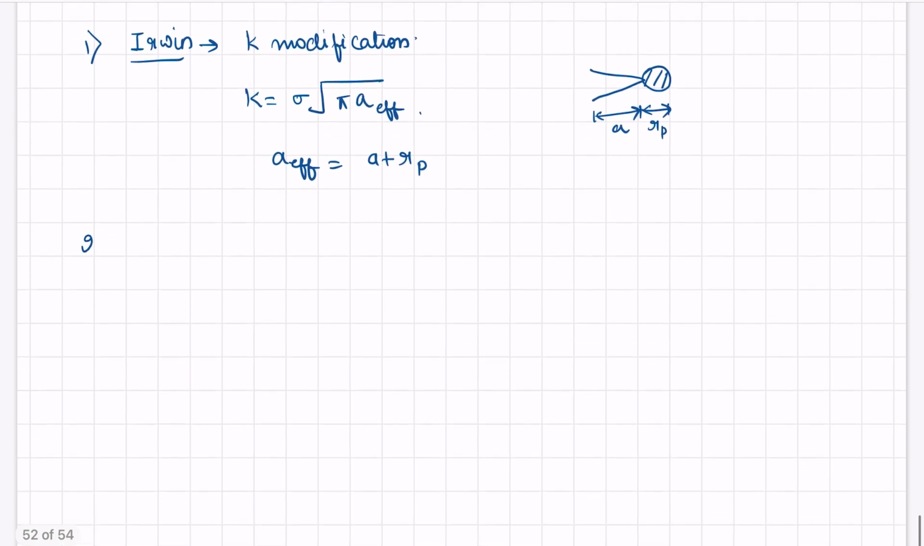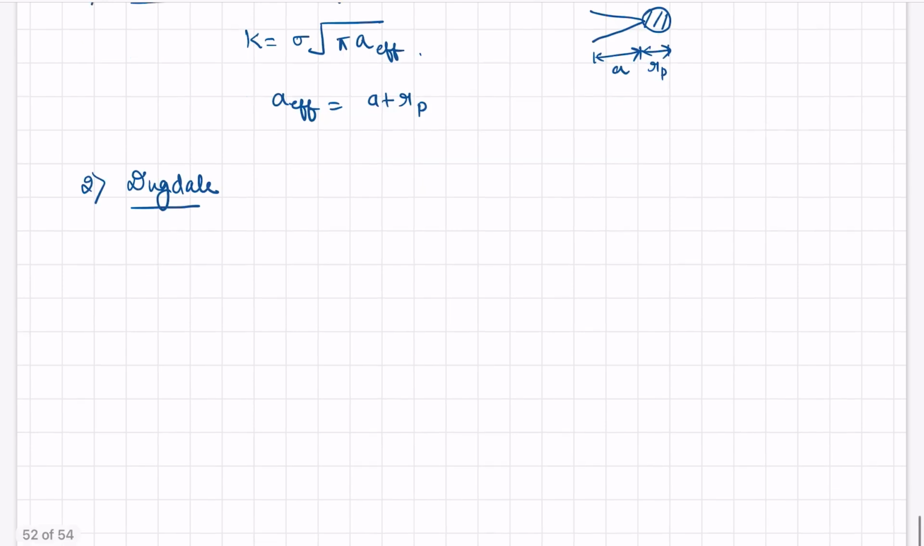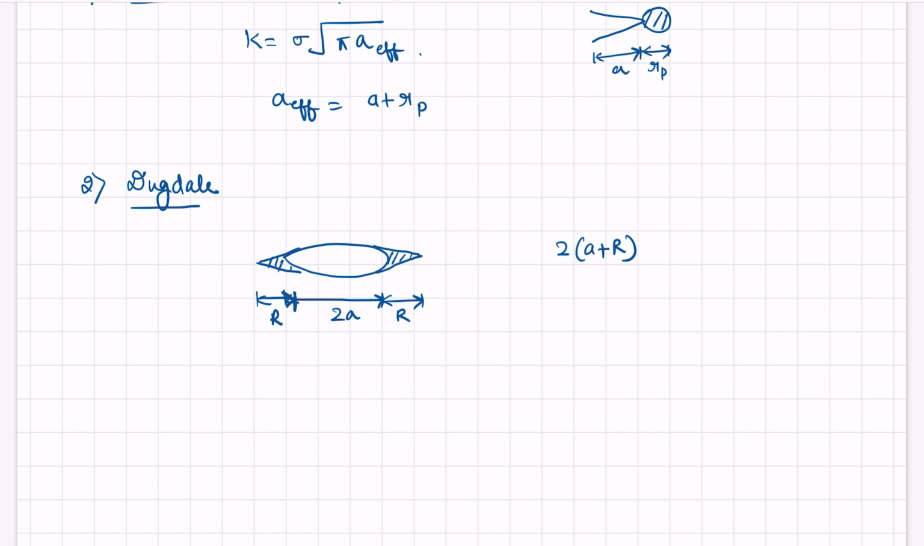The second model was given by Dugdale. He proposed that if there is a crack of length 2a, then there are plastic zones near the crack tip in the form of narrow strips of length R. So the whole crack length will be 2a plus R, and these plastic zones will close the crack tip when compressive stresses are applied normal to the surface.